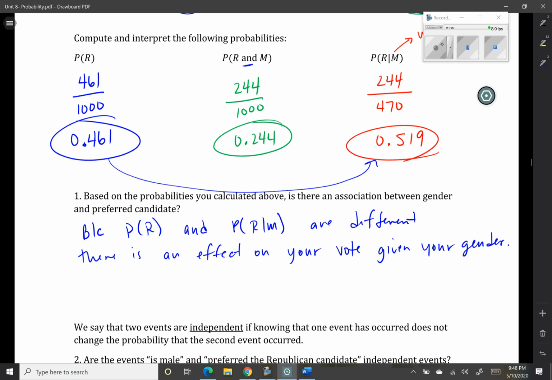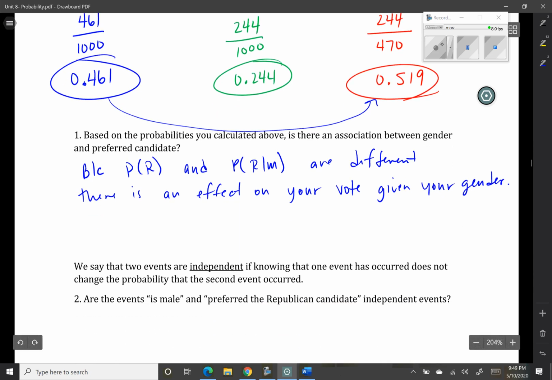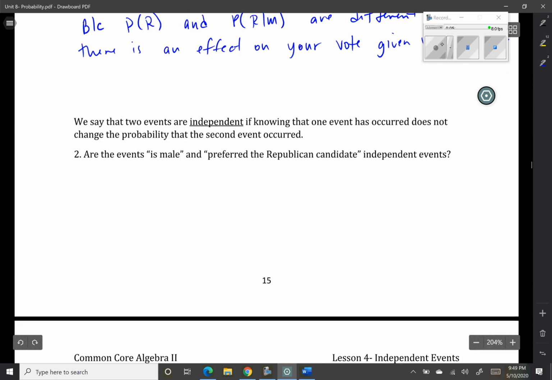So this opening exercise gave us the basic idea of what we're trying to get to today. So what are we trying to get to today? We're trying to determine whether or not two events are considered independent. Independent events are two events that we know happen at the same time, but they do not affect each other, right? So independent events have no effect on each other.